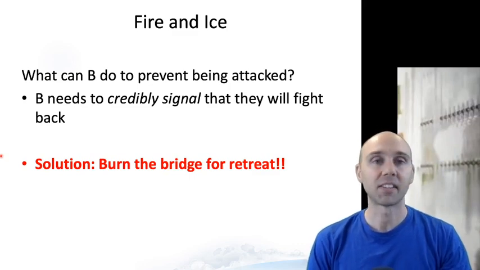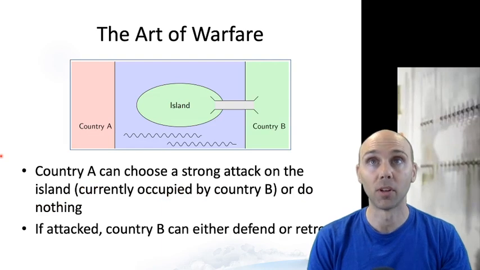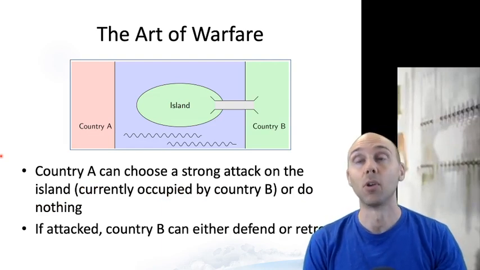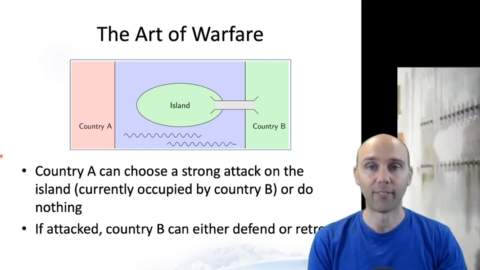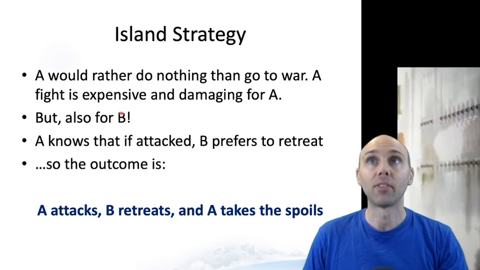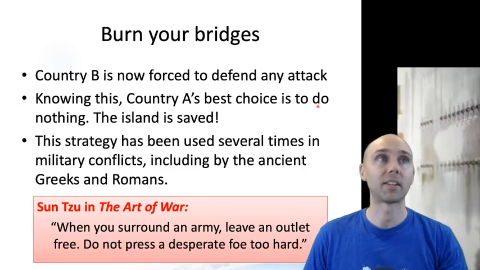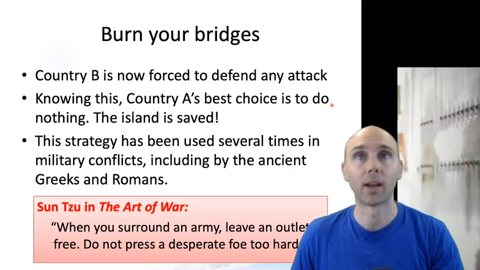So this is exactly what country B could do in our example. Country B could burn the bridge. Now, there is no choice for country B but to defend against a strong attack by fighting back. And we know that A would rather do nothing than go to such a war. So A will not attack, and B actually rules the day, and gets a better result than it would have.